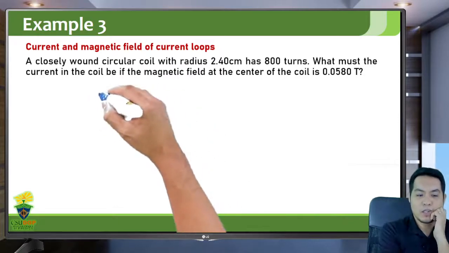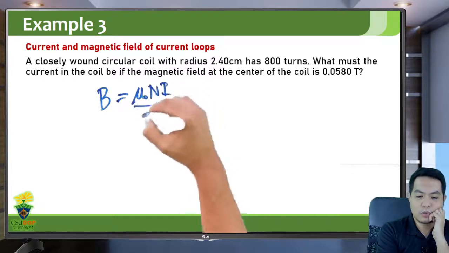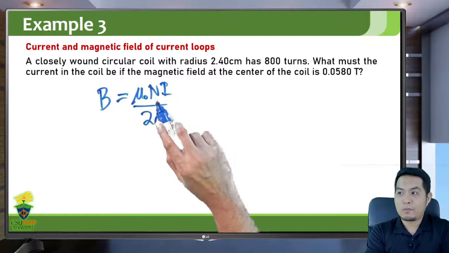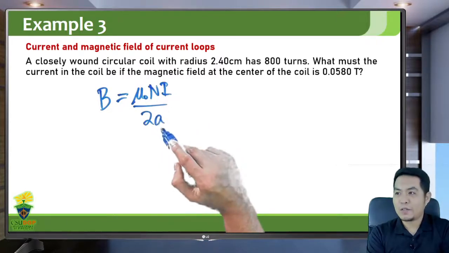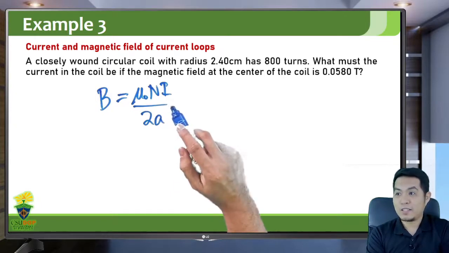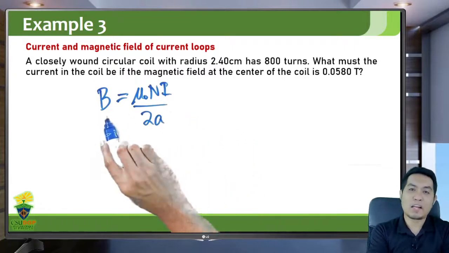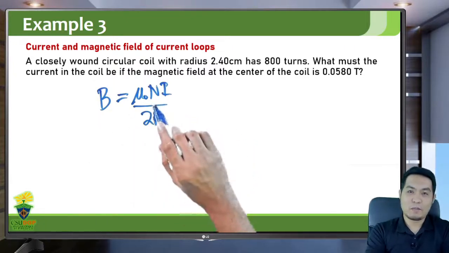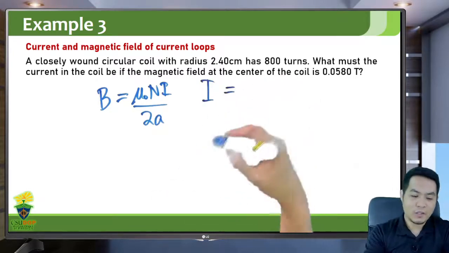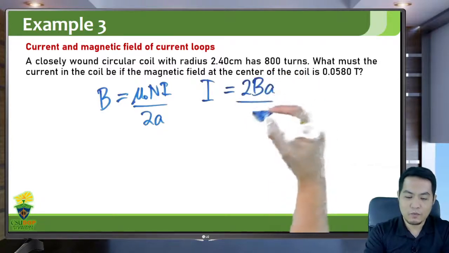So you will still use the same equation, mu naught N I over 2A. Magnetic field is given. Number of turns, or number of loops, is given. Radius is given. So the unknown is current. What is the current in the loop? Given the magnetic field at the center of the loop, the number of turns, and the radius, solve for I. Cross multiply, you will have 2BA over mu naught.